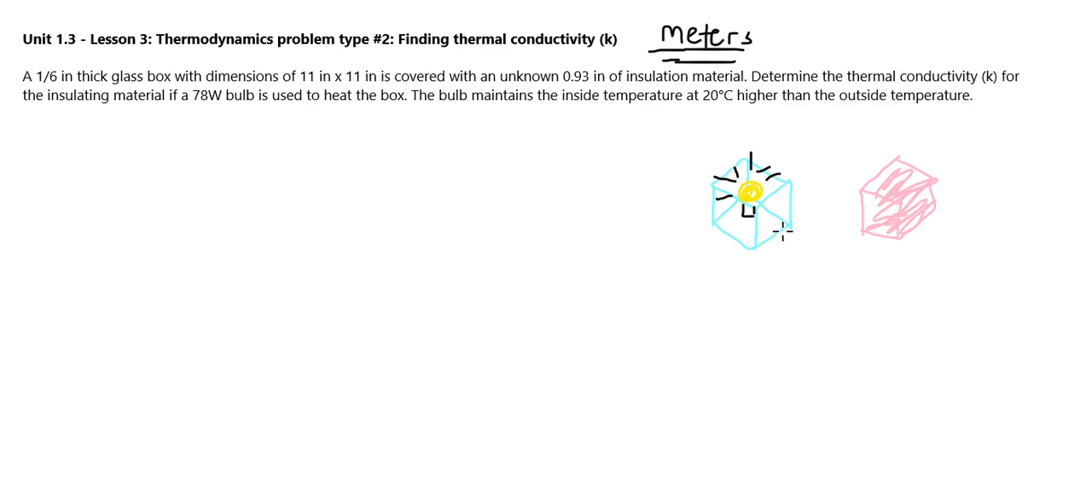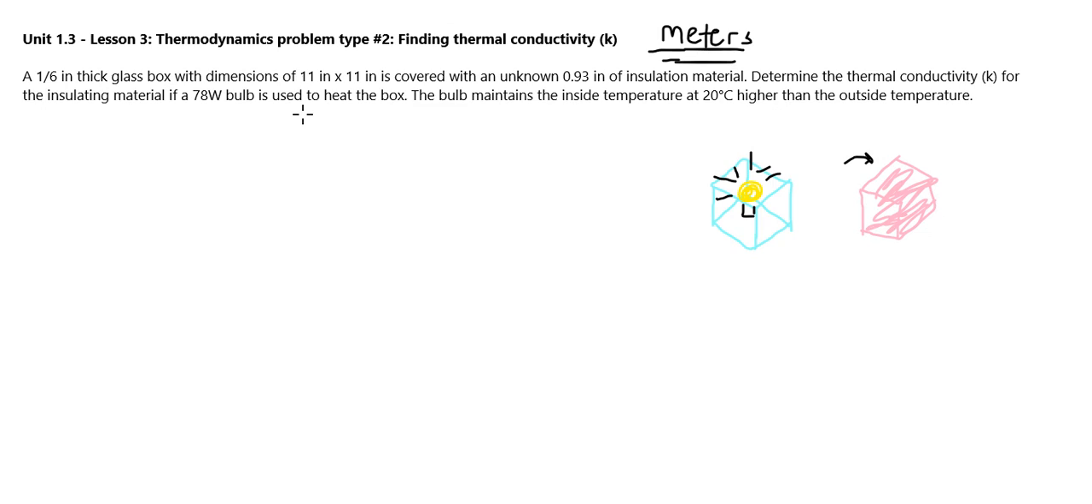So a visual that's terrible, unfortunately, because I'm not good at drawing online, but there's a glass box and it's being covered with this pink insulating material. I mean, it doesn't matter that it's pink, it could be any color. And inside the glass box there's this bulb that we have information of the material type, and it is a 78-watt bulb.